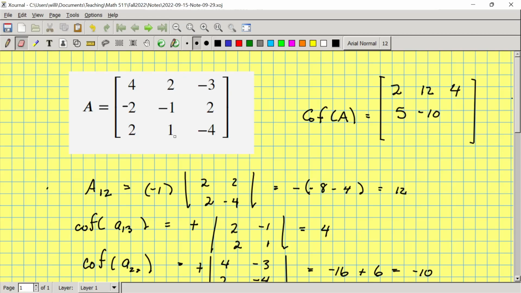Now we need the cofactor in position 2, 3. What's its sigma? Negative. And if we remove its row and its column, we're left with a submatrix with columns 4, 2, and 2, 1. What's its determinant? Yeah, it would be 0. And negative 0 is 0. Okay.